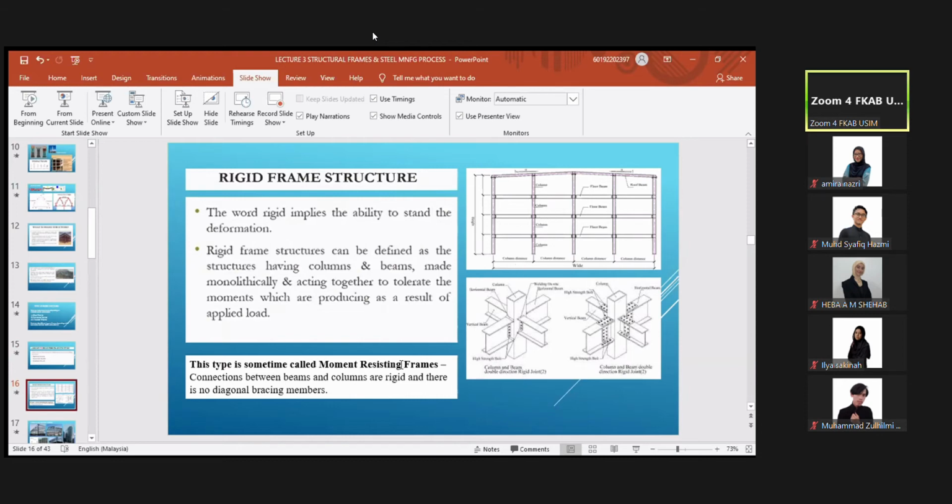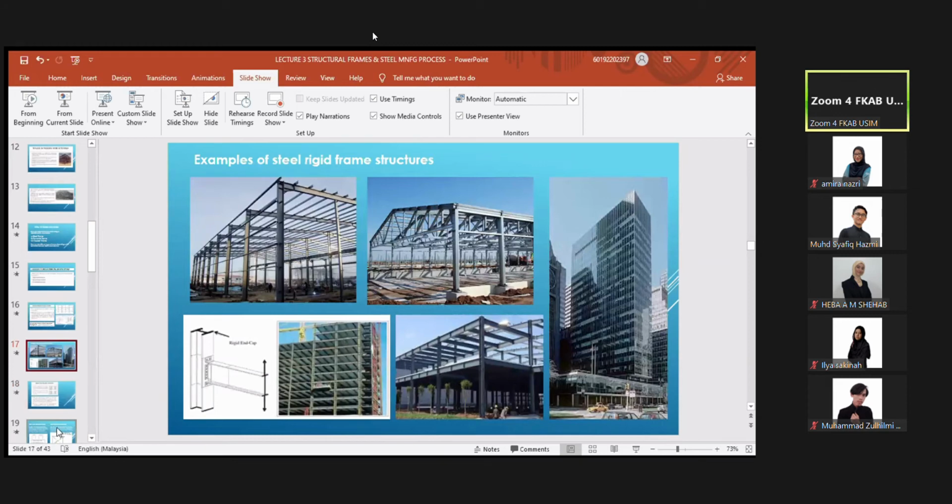Okay, and then this type of frame, this type of frame structure, is sometimes called moment resisting frame. Connections between beams and column are rigid, and there are no diagonal bracing members. Yeah, rigid frame. This is some example, a sample of the rigid frame.